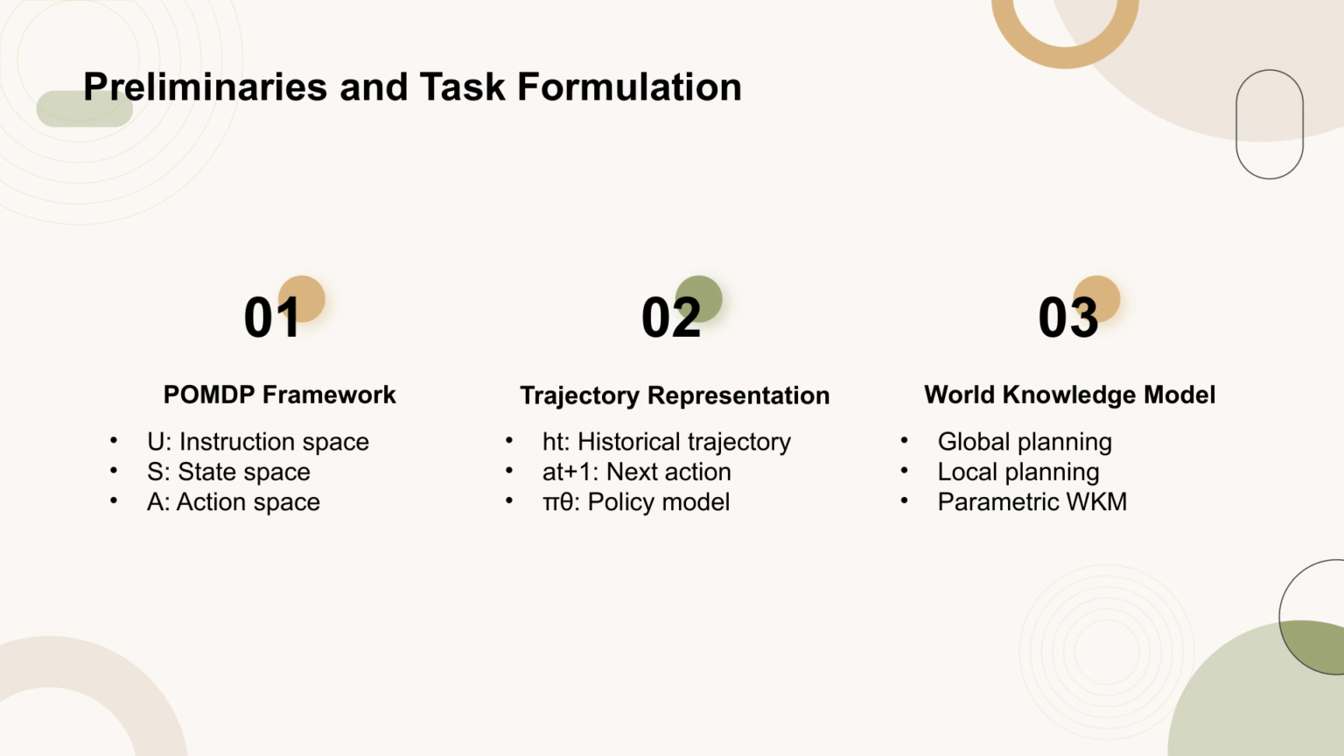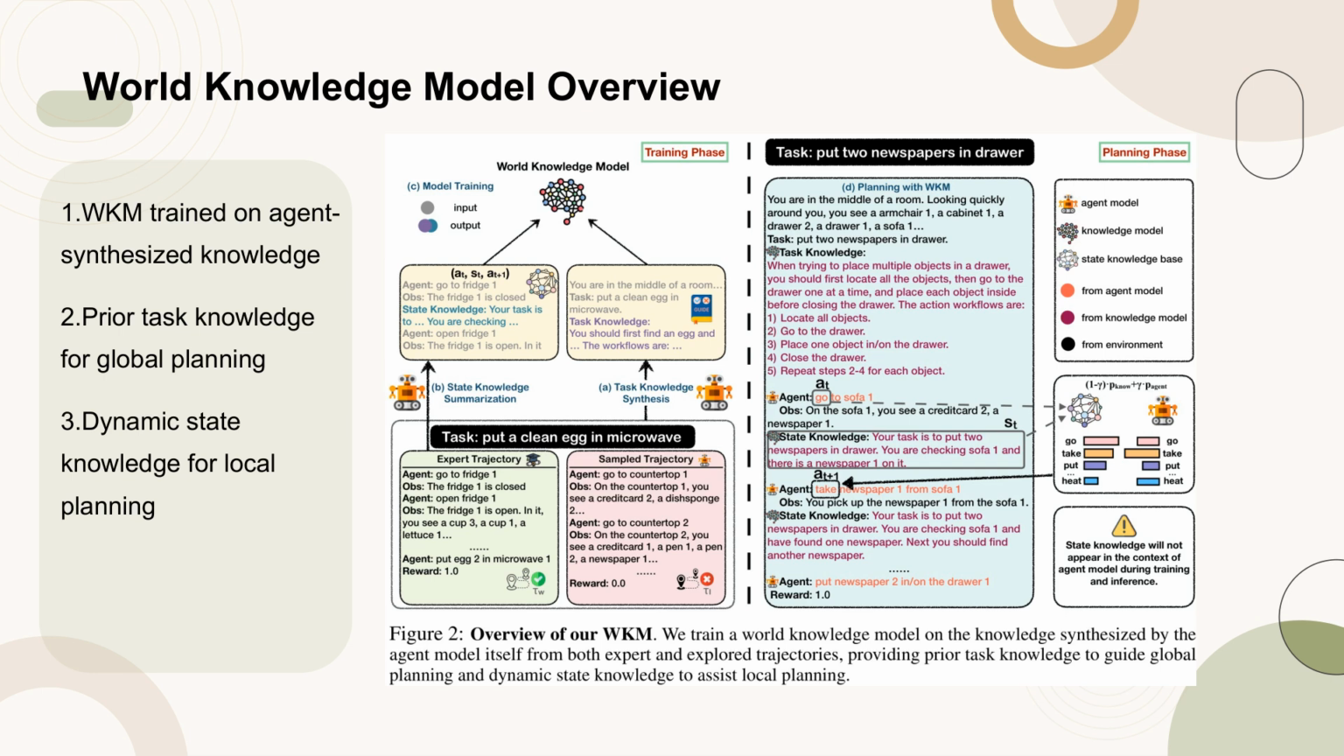in traditional agent models. Figure 2 provides an overview of our world knowledge model, WKM. The WKM is trained on knowledge synthesized by the agent model itself from both expert and explored trajectories. This knowledge serves two primary functions, providing prior task knowledge to guide global planning and offering dynamic state knowledge to assist local planning. The synthesis process involves comparing expert and sample trajectories to generate task knowledge, which is then used to train the WKM. This model aids in preventing blind trial and error and hallucinatory actions by integrating prior global knowledge and dynamic local knowledge into the agent's planning process.